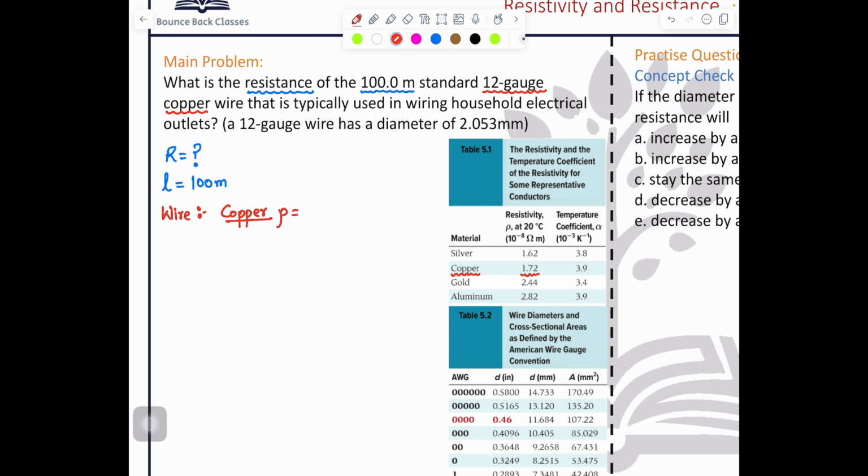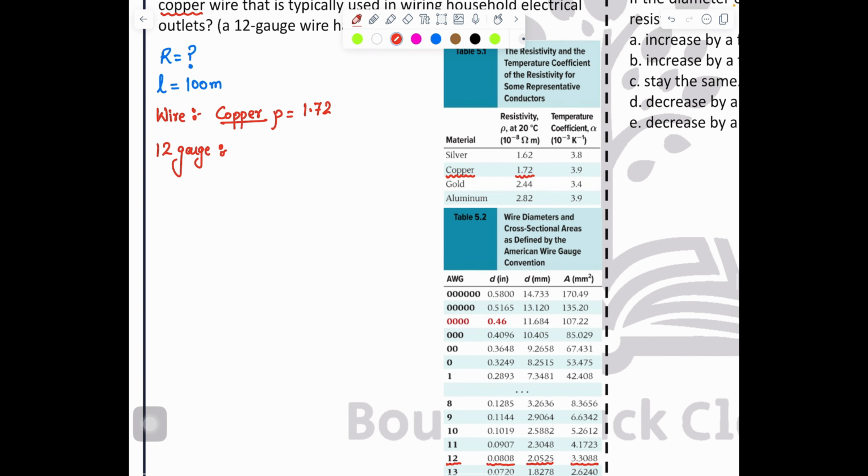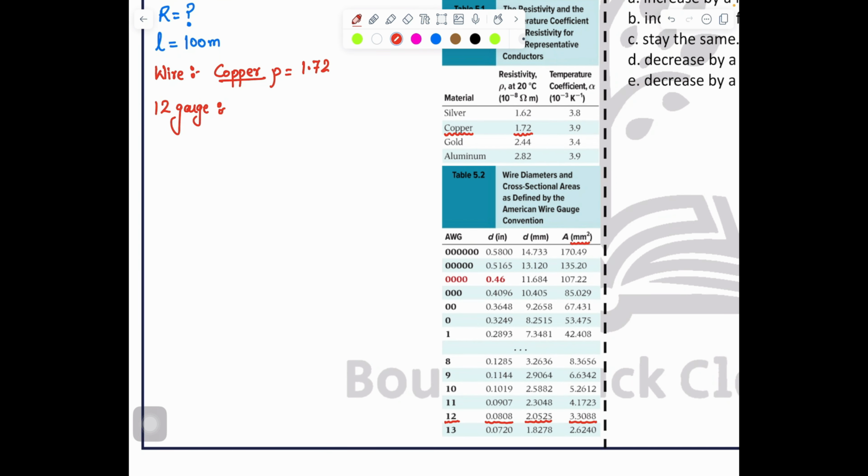Here is your material, and you will get the resistivity from the table. So here you will get rho 1.72. And for 12 gauge wire, we get the area, with the unit millimeter squared. So what is the value? 3.308. Okay, so can I write this value as 3.31 millimeter squared? So convert this millimeter squared.